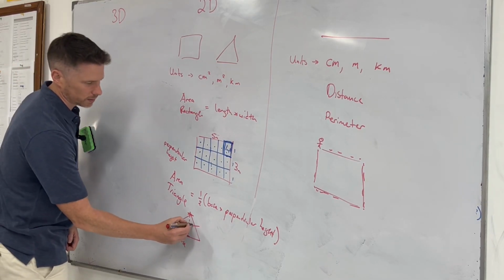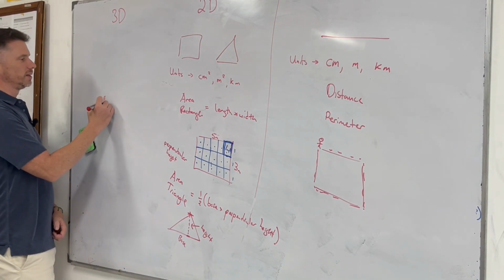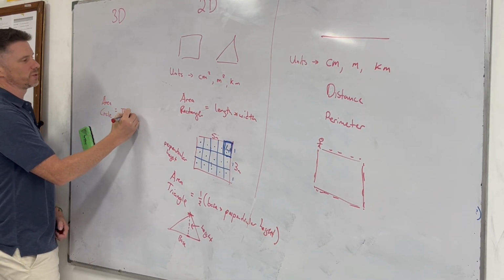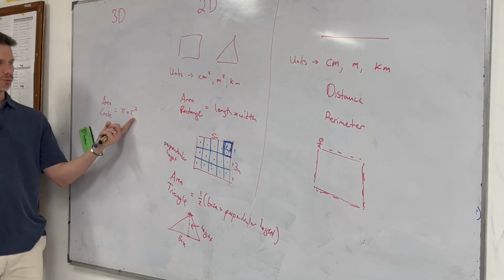Can you write the area of a circle? Yeah, it's up there too. It is pi times radius squared. So the two dimensions here we use are radius and radius.